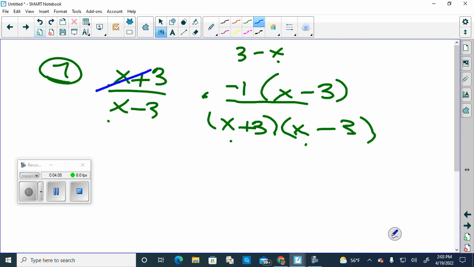Okay, so x plus 3, x plus 3. X minus 3 can go with that one or that one. Doesn't matter, as long as you only go once. Okay, so what's left at the top? Negative 1. And at the bottom, every single time that pattern is the same, other than the numbers.